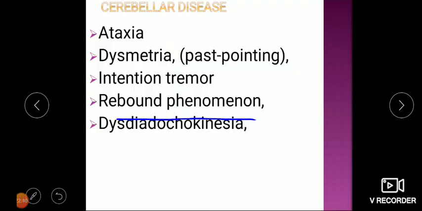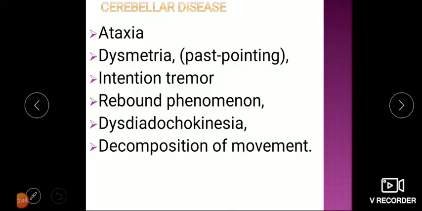Dysdiadochokinesia. So these are all nothing but different forms of ataxia, incoordination of movement. So here alternate pronation supination is defective. Decomposition of movement. If I want to button my shirt, routinely we are doing it very easily, but very easy means it needs a coordination of my shoulder, my elbow joint, my wrist joint and finger joint. All should contract in a sequential manner, then only I will be able to button my shirt, unbutton my shirt or comb my hair. So in this condition now, sequential contraction is interrupted, so the movements are decomposed. One contraction, other will relax, other contraction. So like this, there is a disturbed movement.